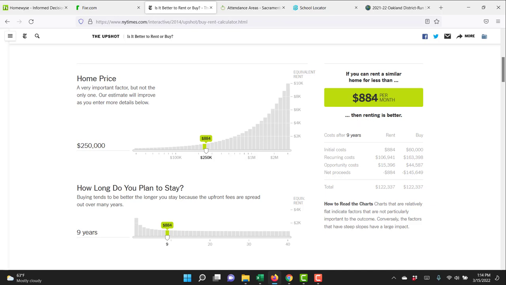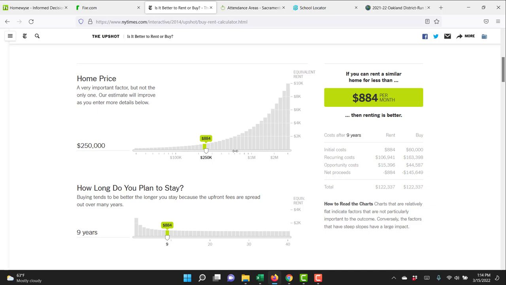So basically this is the break-even rent. If you can rent for this amount or less, you are better off renting. If you cannot, then you're better off buying. Now let's look at a couple of the variables. Before we do that, this little comment here is really important. It says how to read the charts. Charts that are relatively flat indicate factors that are not particularly important to the outcome. Conversely, factors that have steep slopes have a high impact.